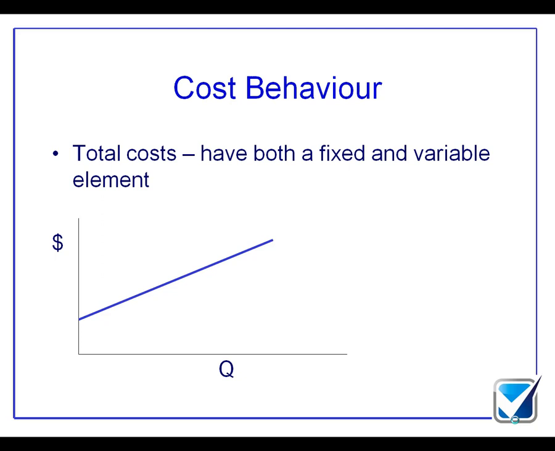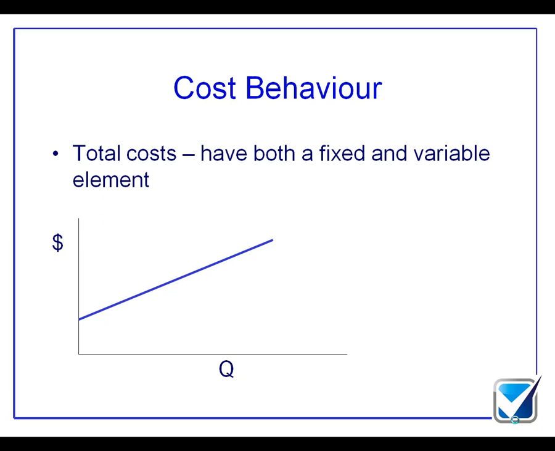So the fixed cost element is where this blue line goes through my y-axis. The y-axis is the one labeled with a dollar sign. And also the levels of quantity of production, which is my x-axis labeled with a Q for quantity. So total cost is a fixed cost element and a variable cost element together.